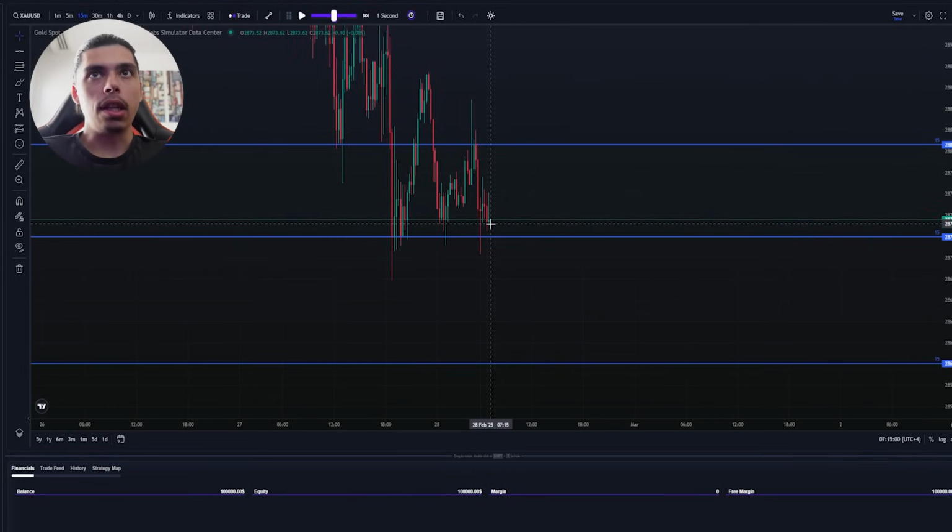So if we're looking at price right here, I'm going to use this backtesting simulator. Even though it's backtesting, it's good to replay because we can view the markets moving as if they were really moving.